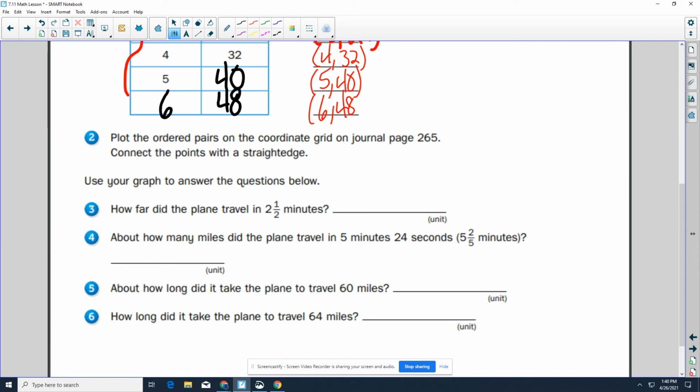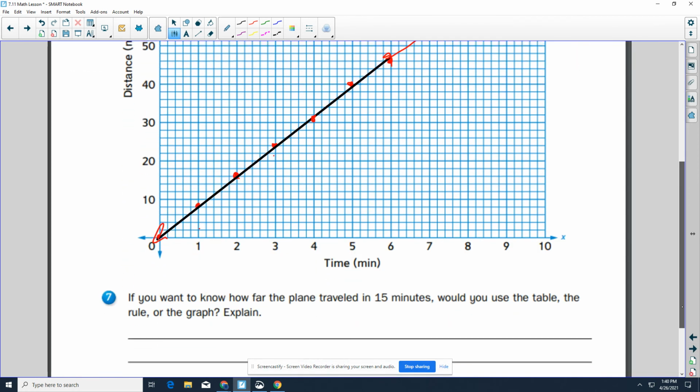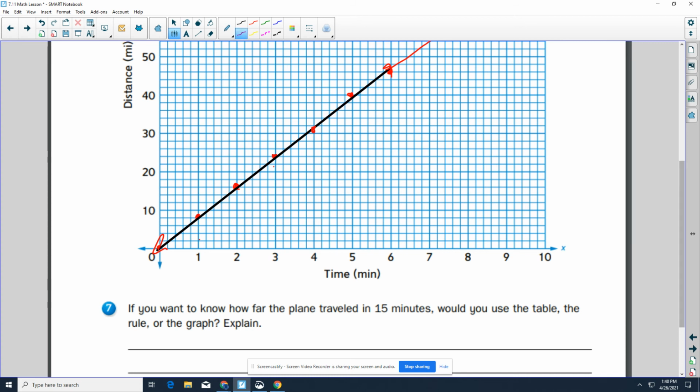Now let's go back to the previous page and look at our first question. How far did the plane travel in 2.5 minutes? So I go to 2.5 minutes. So it's going to be the halfway mark. So let's see, I'm at 1, 2, 3, 4, 5. So I'm going to go halfway in between. There should be halfway between 2 and 2/5, and go halfway, and we just make a line to follow it up.